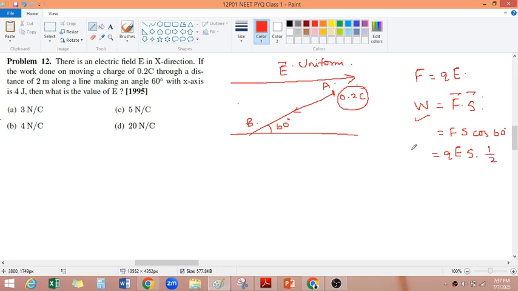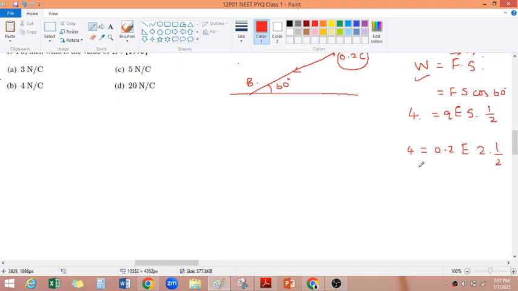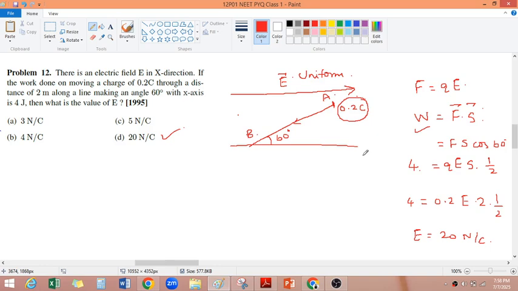So work done is 4 joules. Charge is 0.2. Electric field is what I want to find. Displacement is from here to here, so they said 2 meters. So 2 meters into 1 by 2, so 1 by 2 and 2 will cancel. So E is equal to 4 by 0.2, so 40 by 2. So it will be 20 Newton per coulomb. You're okay with that?